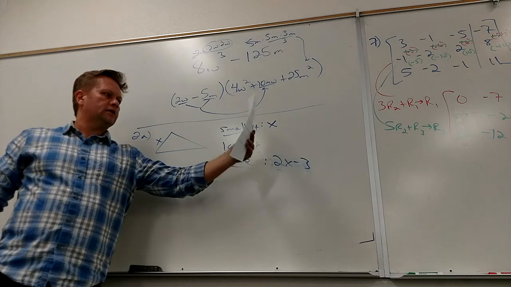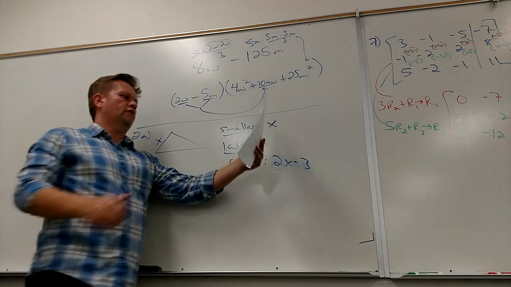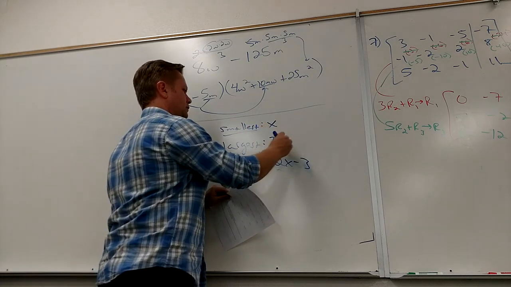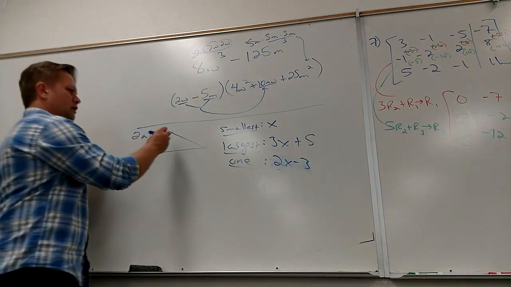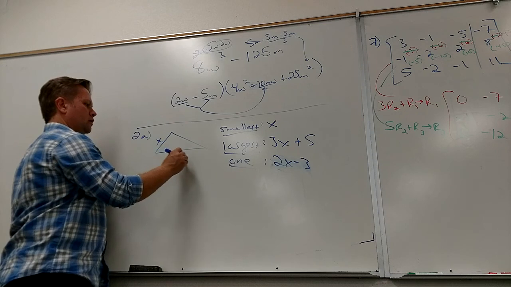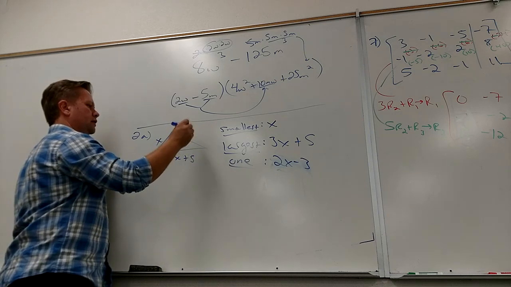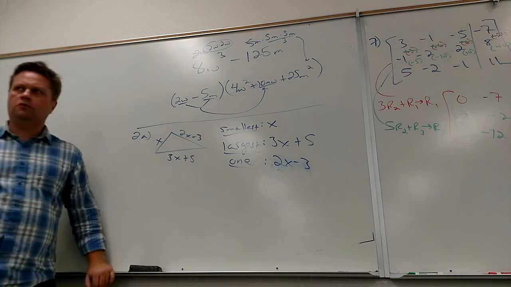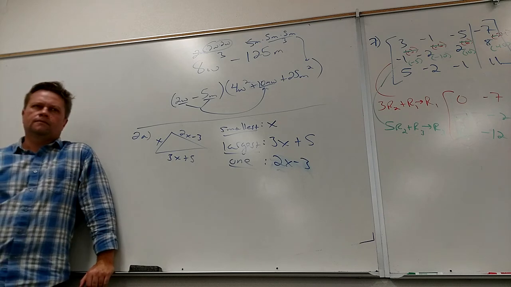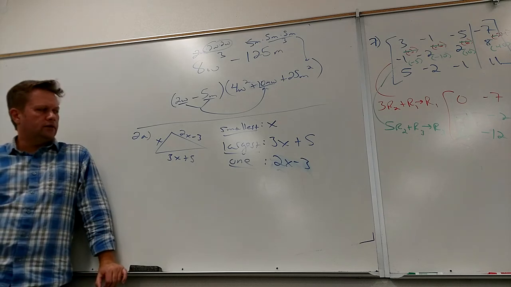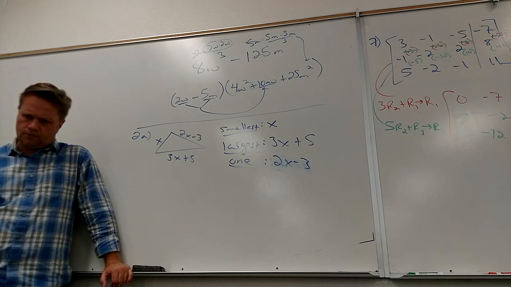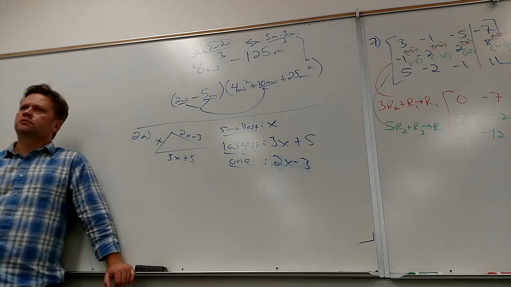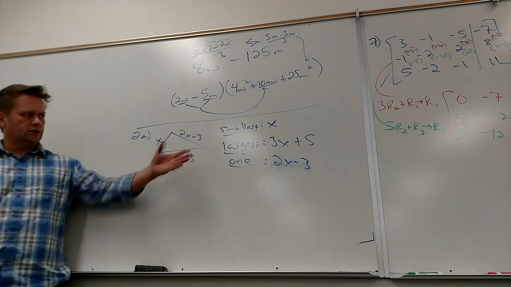And the largest is 3x plus 5, 5 more than 3 times x. So just to have a visual, here's my largest, here's my one side. And what's it say about this triangle? Find all the sides. The perimeter is 62. So what equation do I get from that?